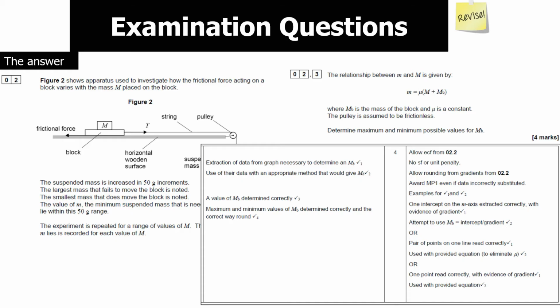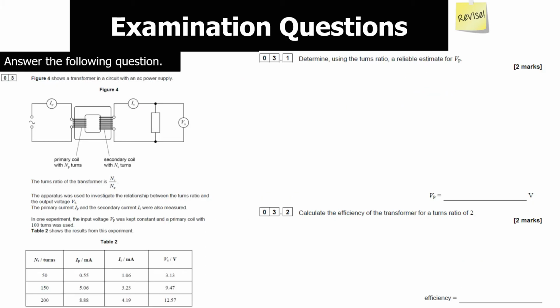Now the next question says, figure 4 shows a transformer in a circuit with an AC power supply. The turns ratio of the transformer is NS over NP. The apparatus was used to investigate the relationship between the turns ratio and the output voltage Vs. The primary current IP and the secondary current IS were also measured. In one experiment, the input voltage Vp was kept constant and a primary coil with 100 turns was used. Table 2 shows the results from the experiment.